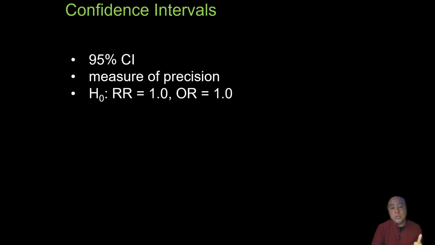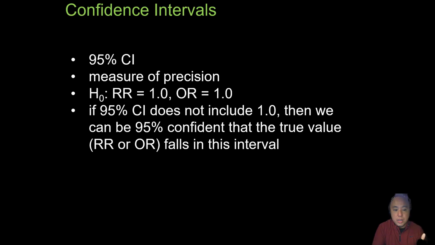The null hypothesis when we're talking about a relative risk or odds ratio is 1, because a relative risk of 1 means that there is no difference, or there is no change in the outcome whether or not they have the factor, whether or not they're exposed to a factor. There's no difference in the odds of getting the outcome whether or not they wear a knee brace. So the null is going to be 1. So if the 95% confidence interval does not include 1, then we can be 95% confident that the true value, whether it's the relative risk or the odds ratio, falls within that interval.